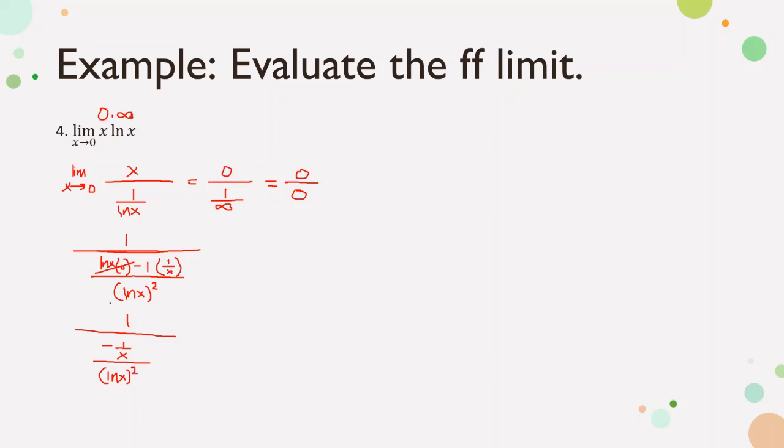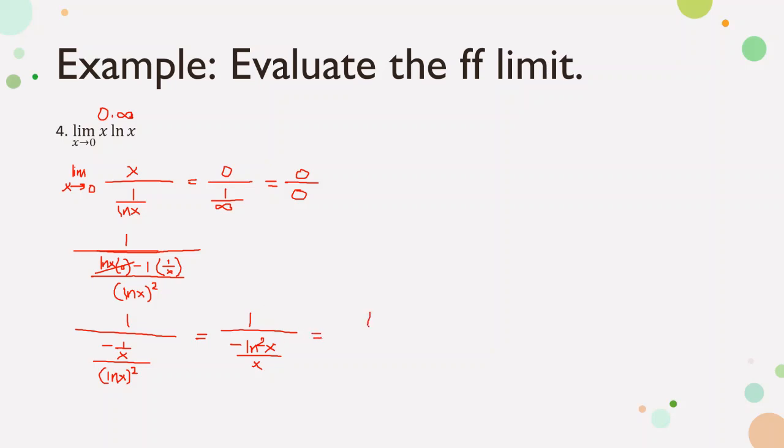Now, let's try to simplify our fraction. This would become 1 over negative ln squared x over x. So you just have to divide the fraction by multiplying with the reciprocal of the denominator. And after that, let's try to substitute our limit again.